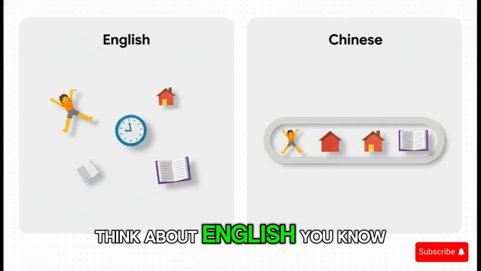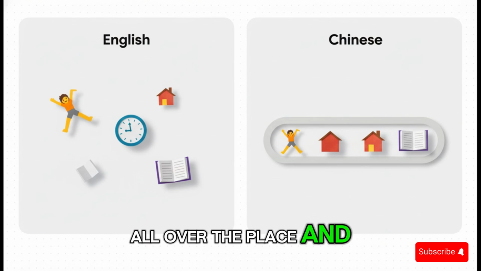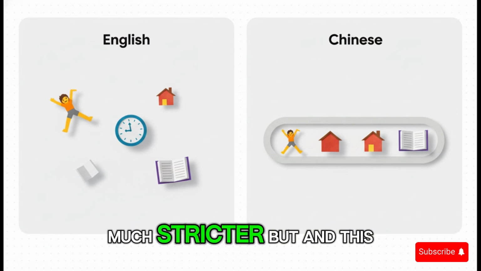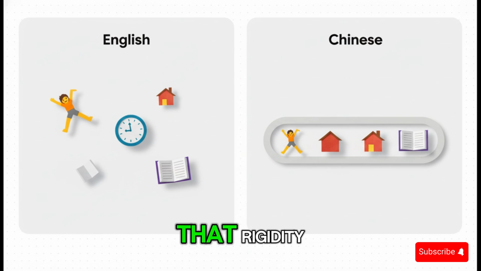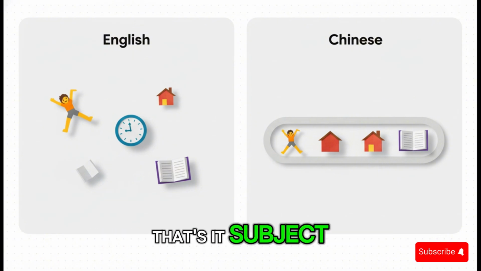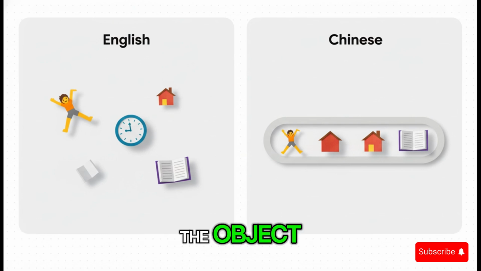Think about English. You can move words like yesterday and at home all over the place, and it still makes sense. Chinese, on the other hand, is much, much stricter. But, and this is the key, that rigidity is actually what makes it easier to learn. There's one correct order, and that's it. Subject, then time, then place, then the verb, and finally the object. You just follow the blueprint every single time.